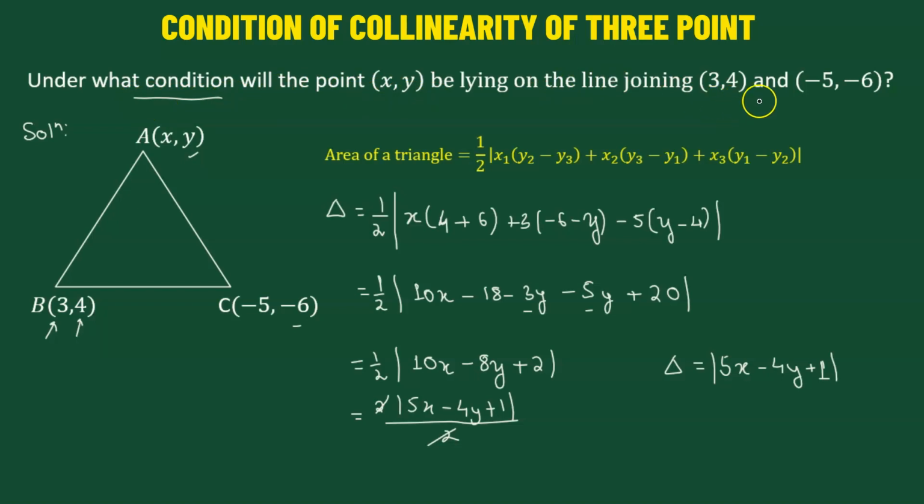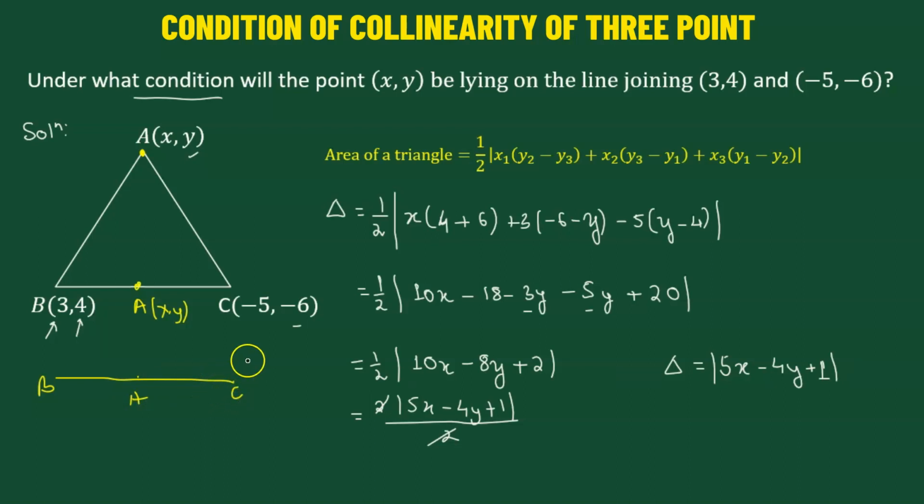Now, we have to find out the condition such that the point x, y is going to lie on the line joining 3, 4 and -5, -6. Now think about it. It's saying that the point A is going to lie on the line joining B and C. This must be the position of A, x, y, which would mean that the points A, B and C are collinear in nature. If they're collinear, it's simply going to be a straight line, and it's not going to have any area. Its area will be 0.